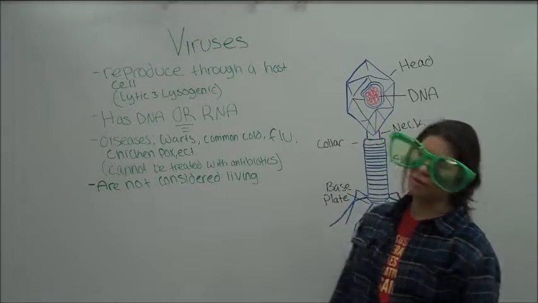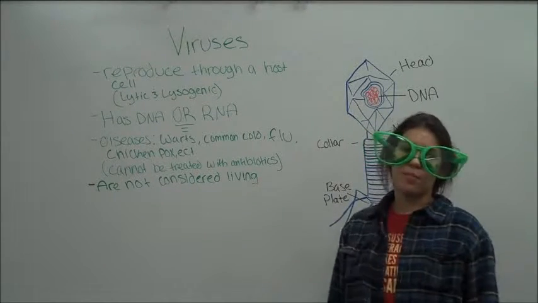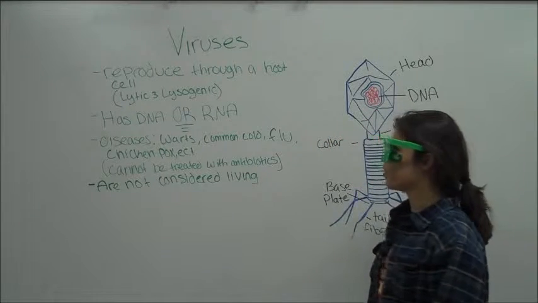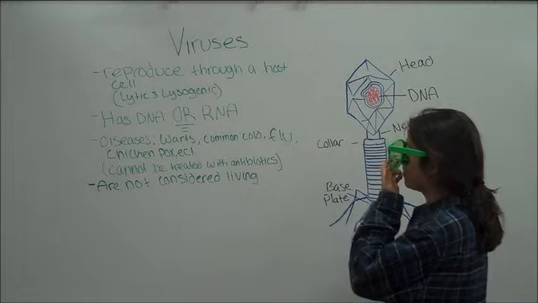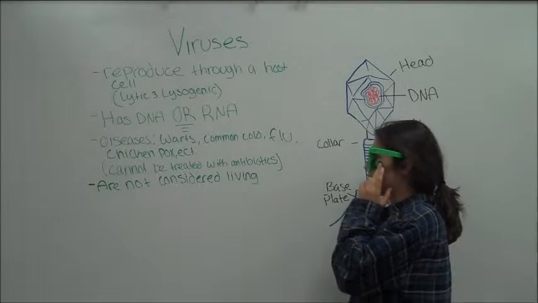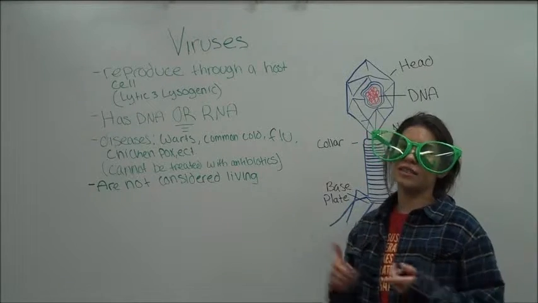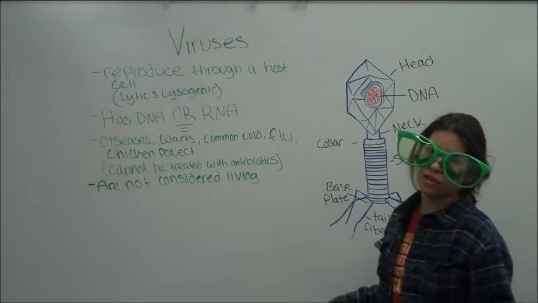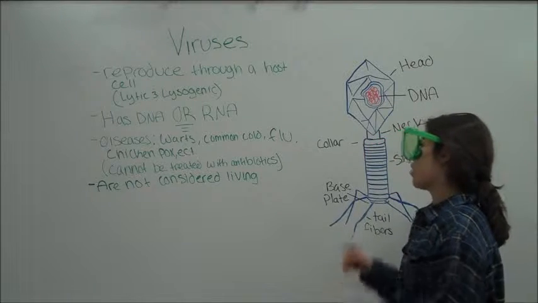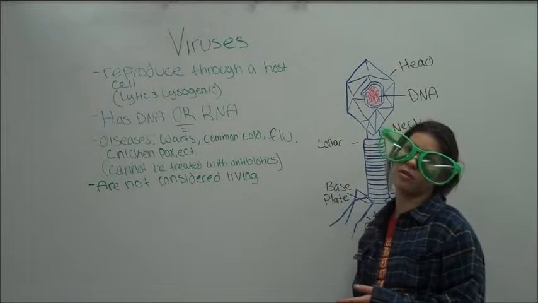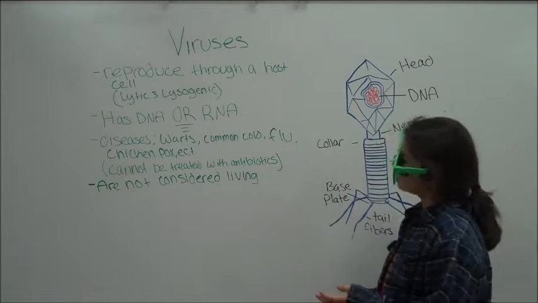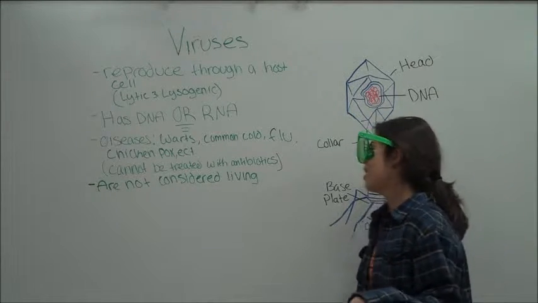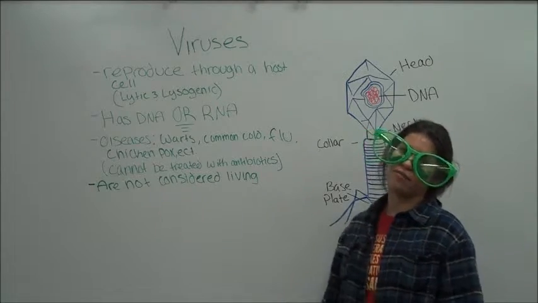Okay, so we're going to be talking about viruses, and what they do is they reproduce by invading other cells considered a host cell. So the two reproductions of viruses are lytic and lysogenic. And they have either DNA or RNA. It's not both. The diseases that you can usually get from viruses are warts, common cold, flu, chickenpox. I have the cold right now. It's not so great. And they can't be treated with antibiotics, so don't try it. And they're not considered living because they don't have most of the components.